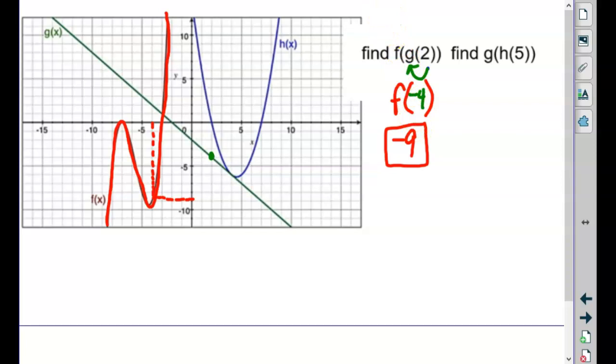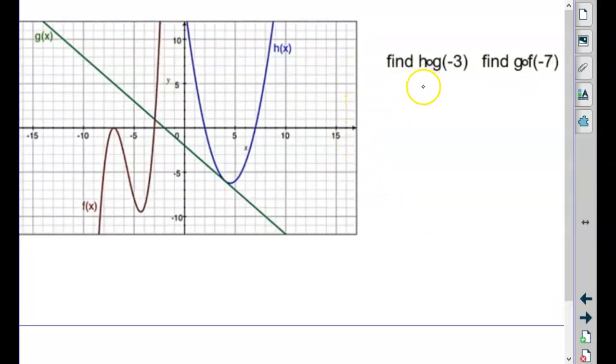Okay, can you try this next one on your own? Put 5 into H first. What'd you get? -6. Okay, and then you're supposed to put that answer into G. So G of -6 would be over here at 4, I got. Yes, no? Okay.